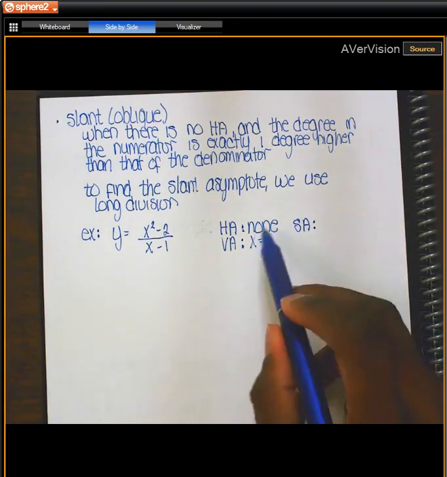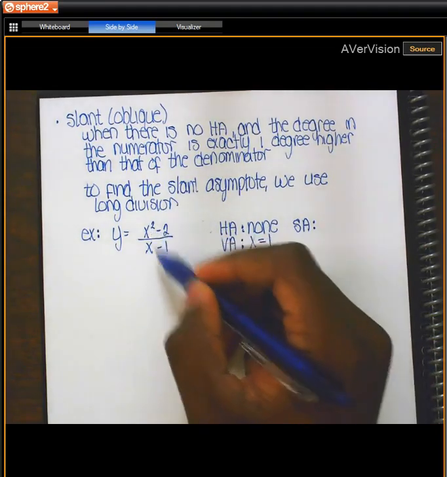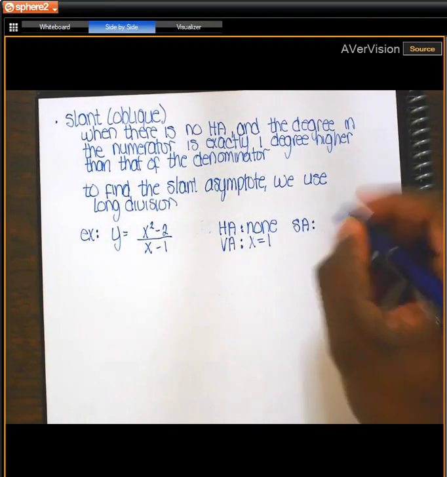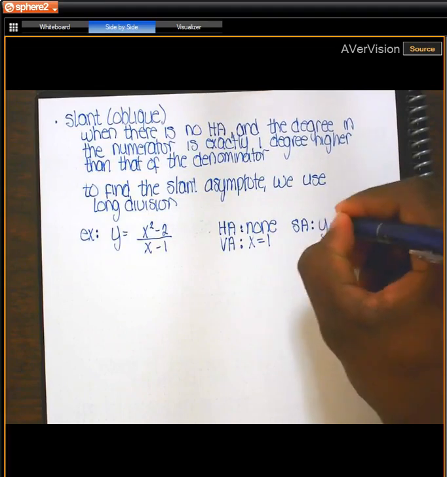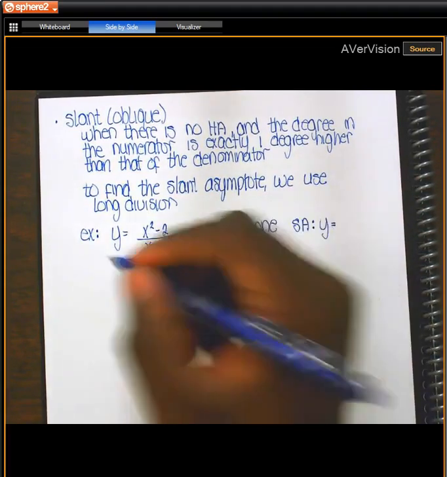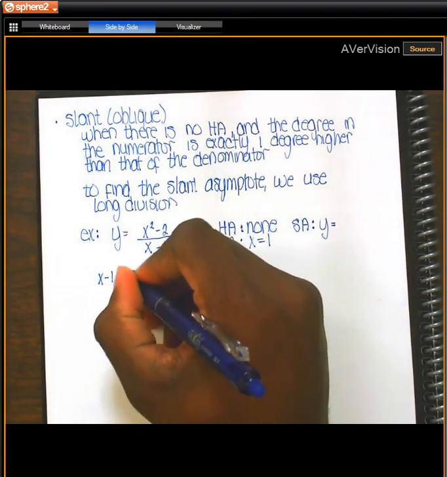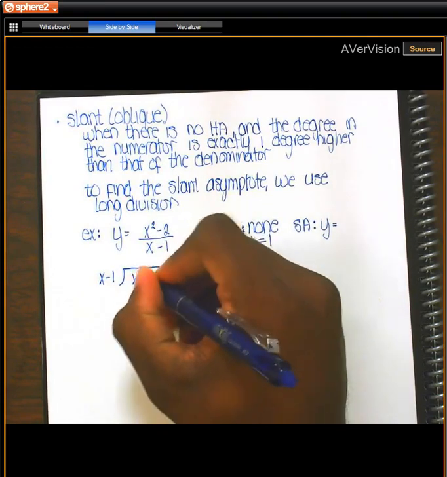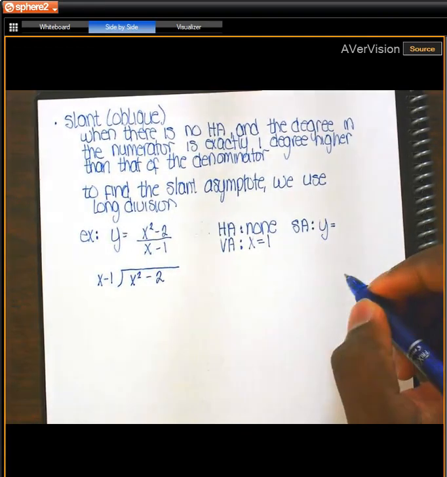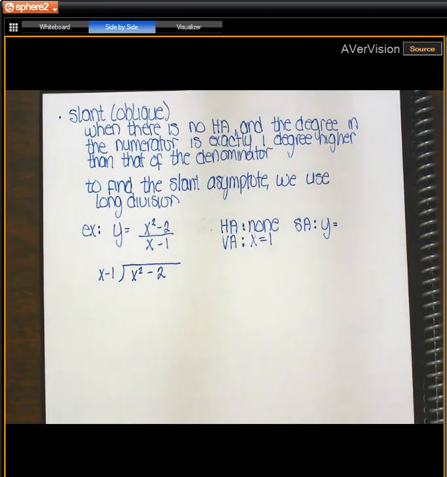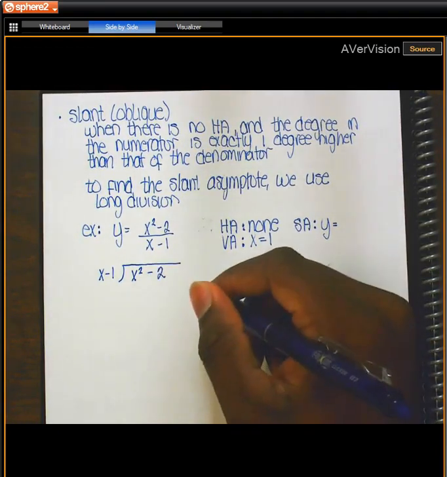Yeah, there is no horizontal asymptote, and the degree is exactly 1 degree higher in the numerator. So we do have a slant asymptote. It's going to be a y equals. To find what that is, we have to use long division. Do you remember how to do long division? Yeah? No?